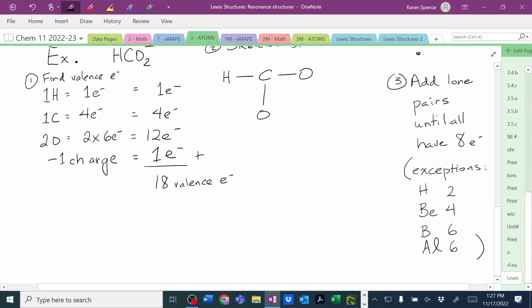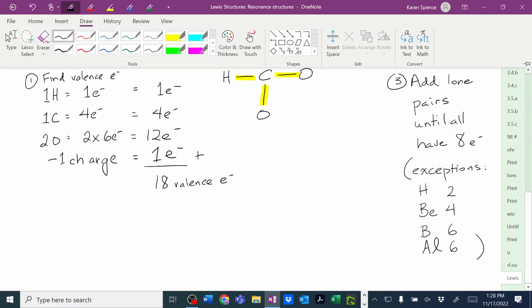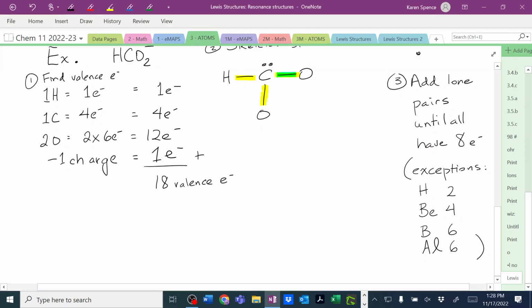So we look at carbon. How many does carbon have? 2, 4, 6. So it needs another pair. Oxygen has only 2 electrons, so it needs 6 more electrons. So we put them in pairs on the top, the bottom, and the other side.